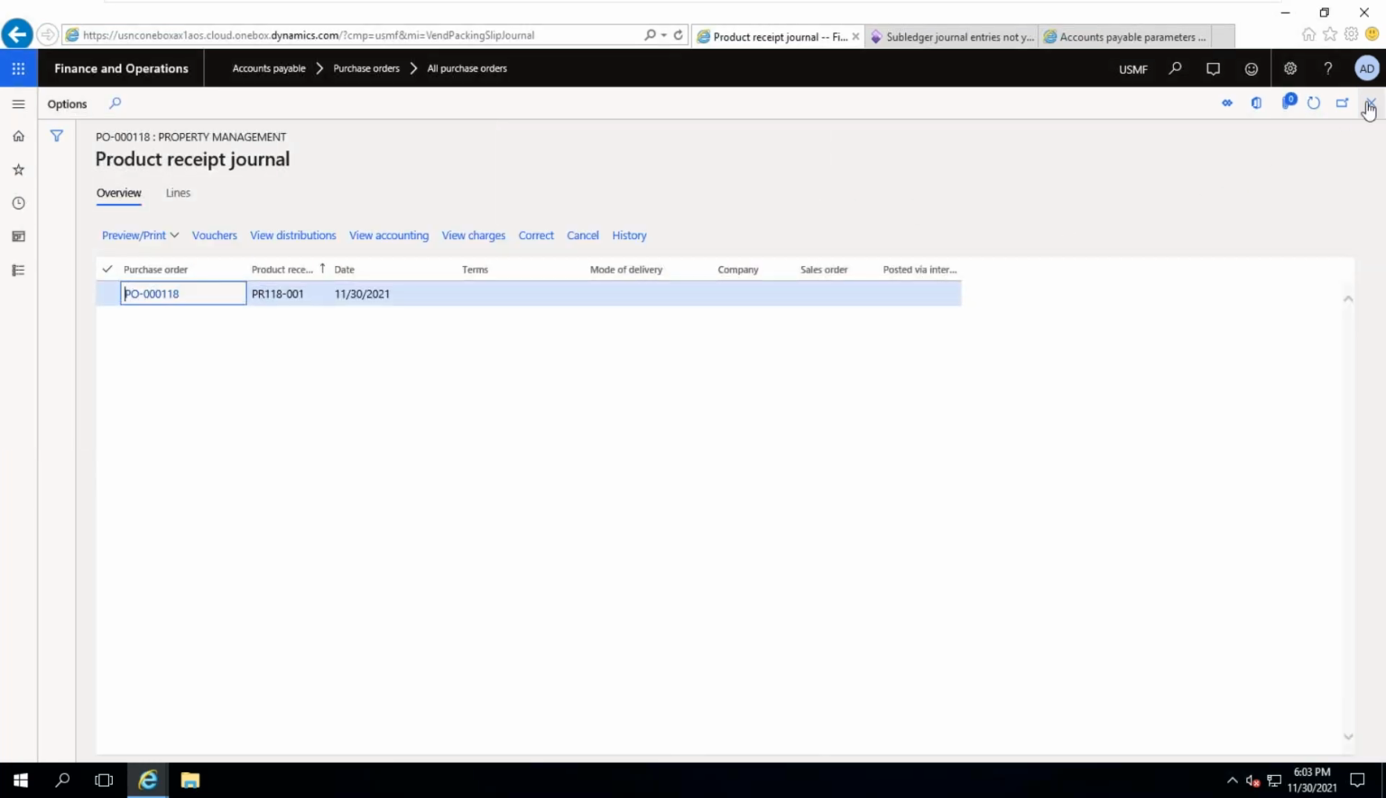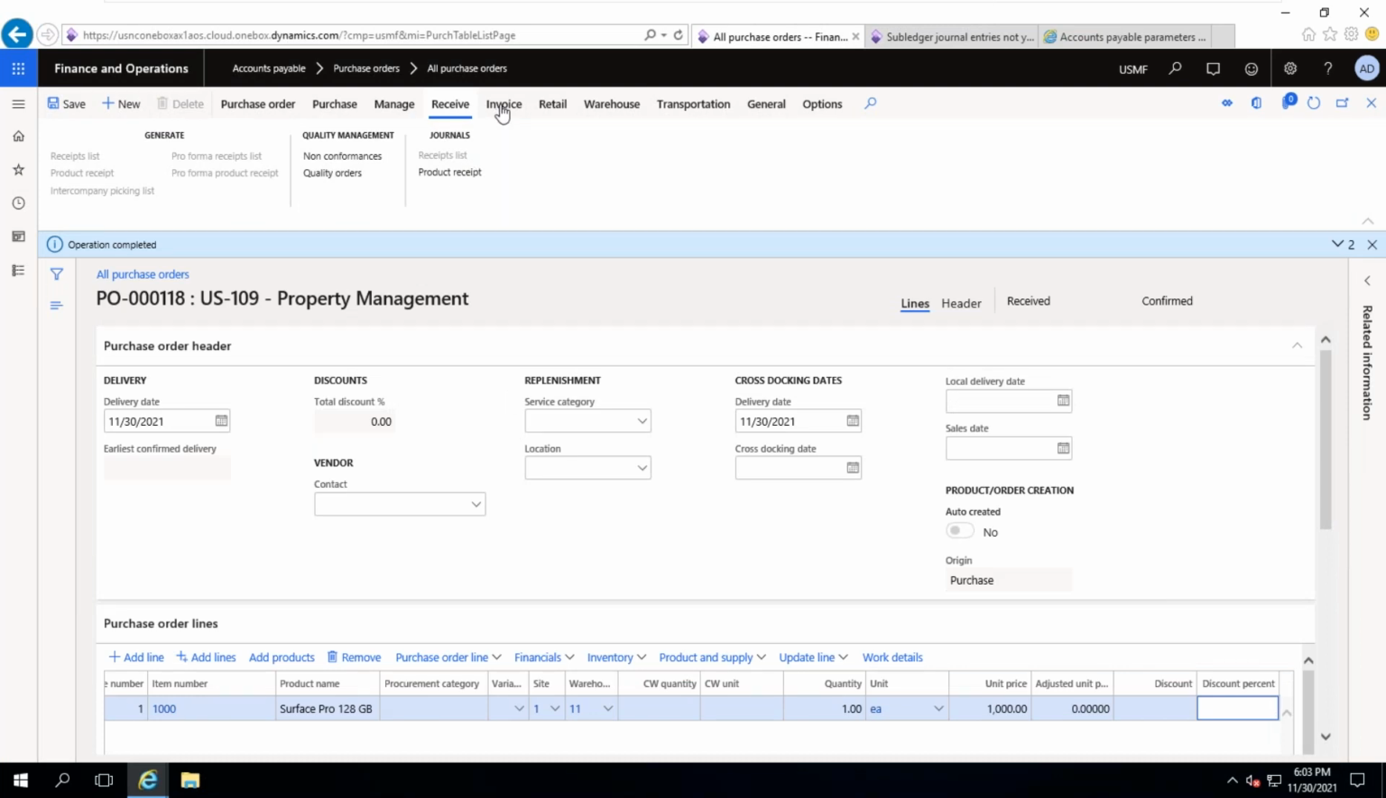Now let me do invoicing. I'm doing the invoice, generate, invoice button.